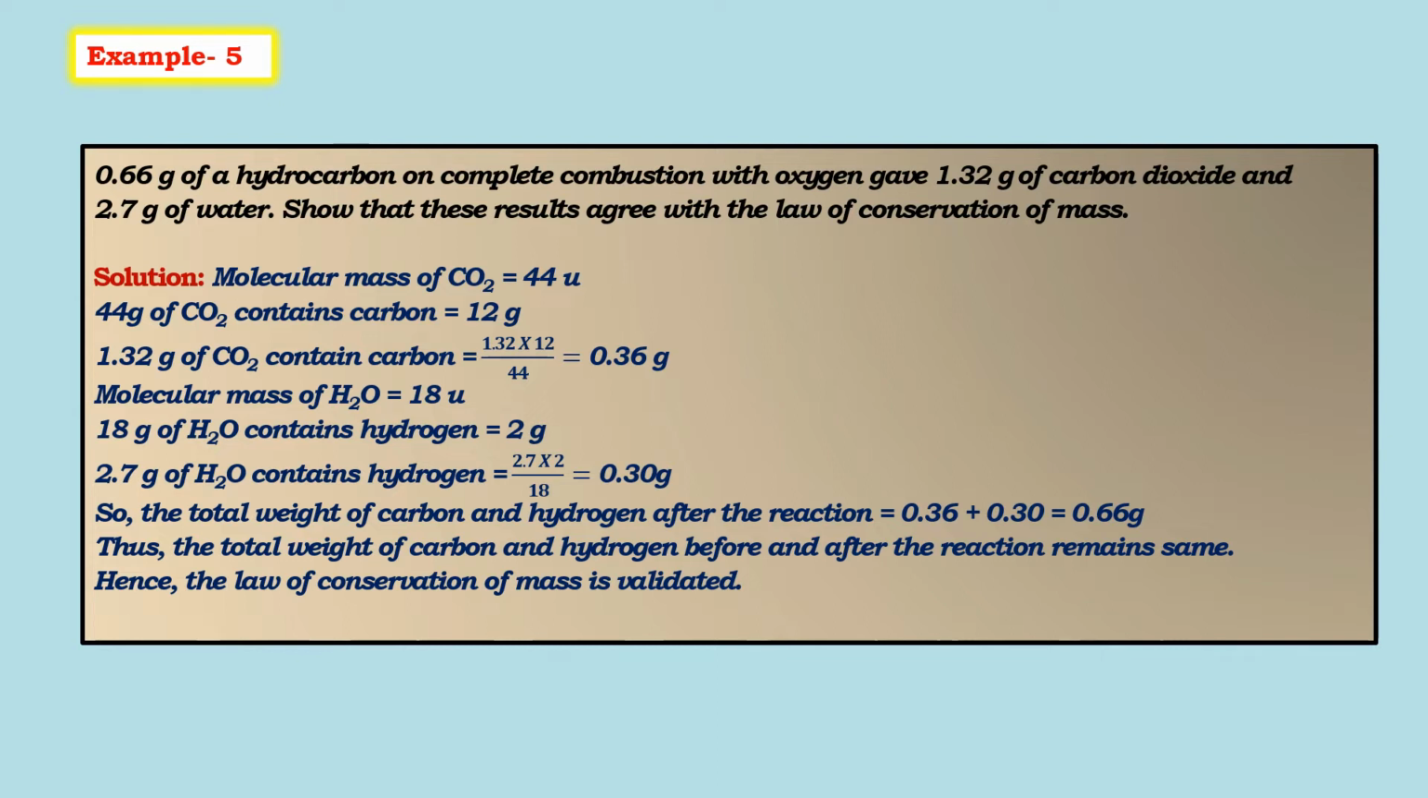Molecular weight of water is equal to 18 units, or 18 gram of water contains hydrogen is equal to 2 gram. 2.7 gram of water contains hydrogen 2.7 into 2 divided by 18, that is equal to 0.30 gram.